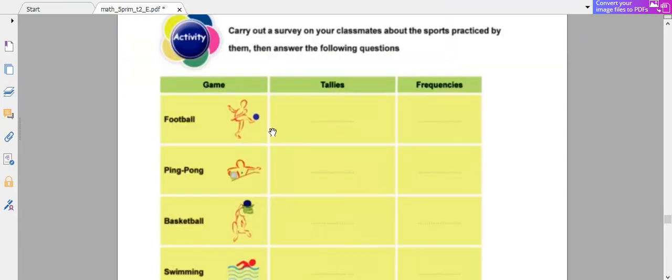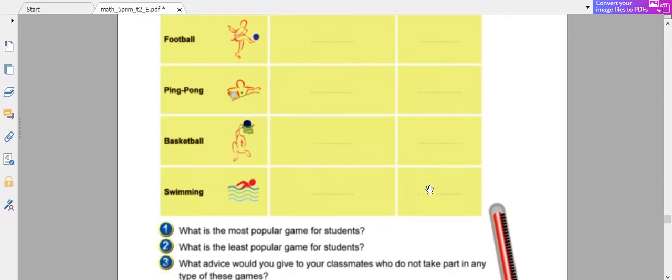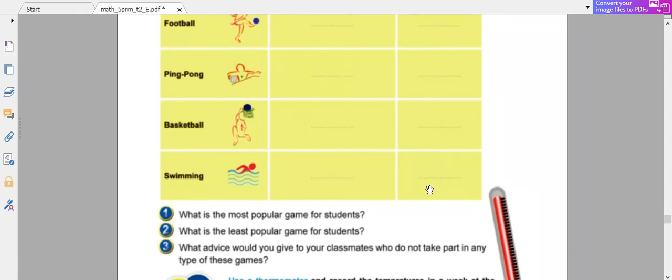In this activity, you will do it with your friends and your classmates. This is about the sports practiced by your classmates. Some of them like football, some like ping pong, some like basketball, or some like swimming. Try this with your classmates using tallies and frequencies, and these are the questions to answer after following this table.